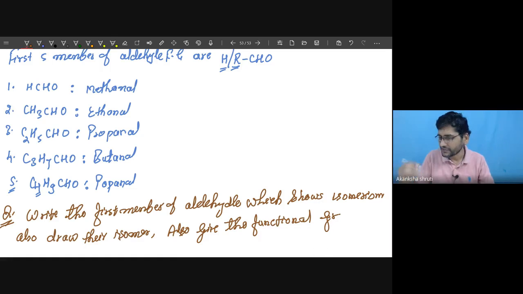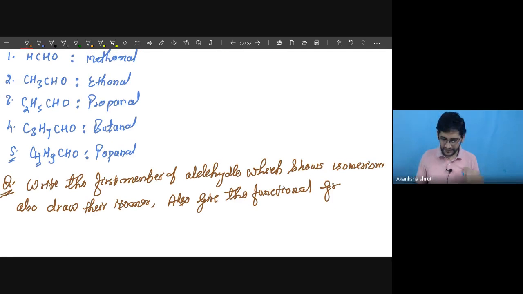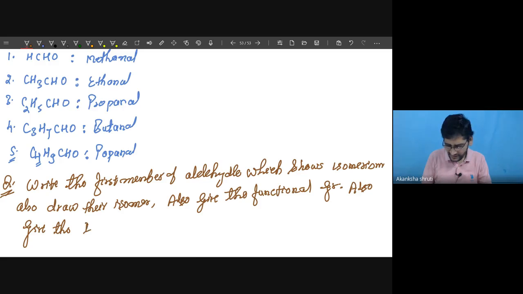So you should be a bit careful about what is asked. Mostly the questions are indirect. Either a definition is asked, that is very simple, or otherwise the statement is given in this way and you have to understand the functional group and draw it. Students, for the first member, also give the IUPAC name of each.